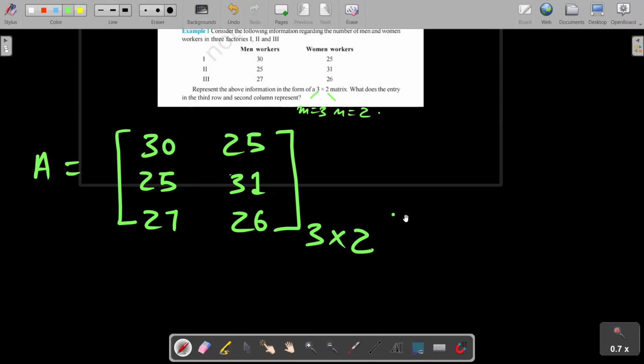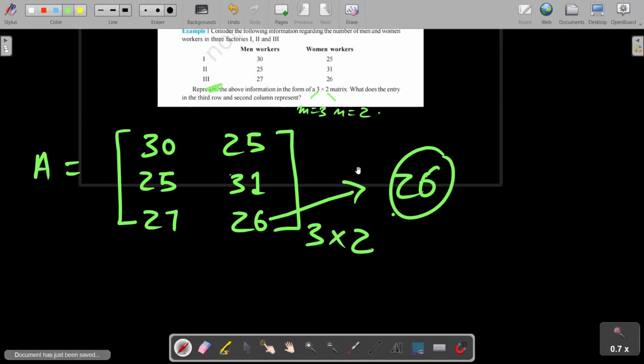Now the entry in the third row and second column, just see, this is the third row and this is the second column, and it represents the number of women workers in factory third. So yeah, it is 26, and it is the number of women workers in factory third. So this is the solution of this problem. We will see the next problem.